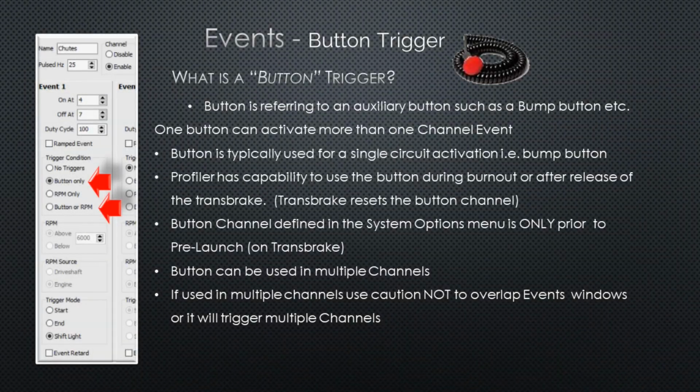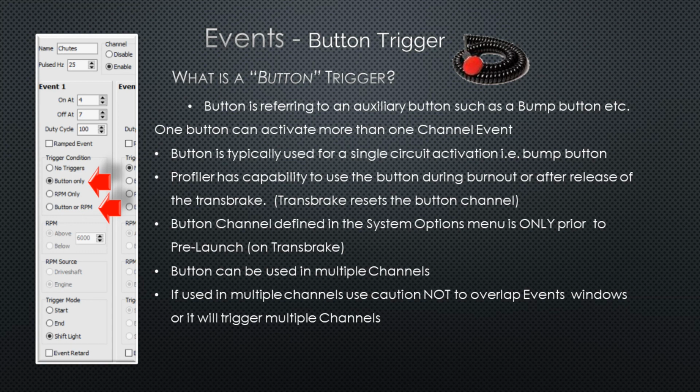Well, programming events, one of the most common questions seems to be about the button trigger. When we talk about a button, normally we're referring to the bump button. In the case of the profiler, we can use a single button to activate more than one event. A button is normally only used for a single event, such as a bump, for instance. But now we've got the capability to use that same button before or during other parts of the run, or even prior to the run.